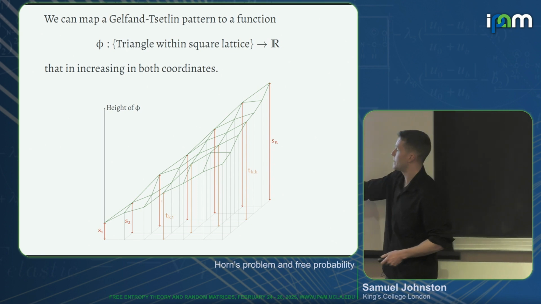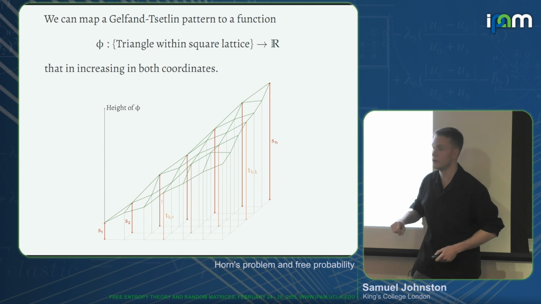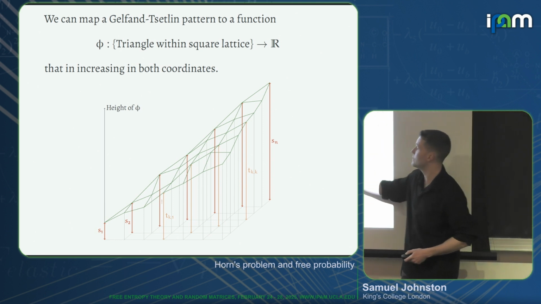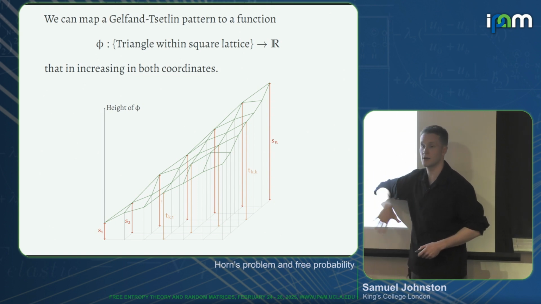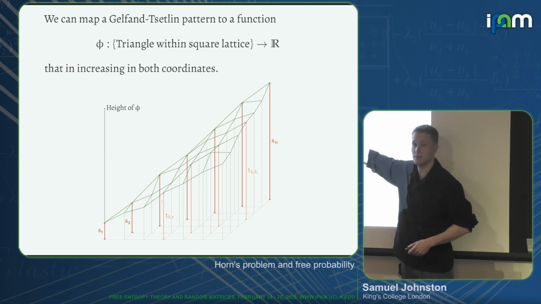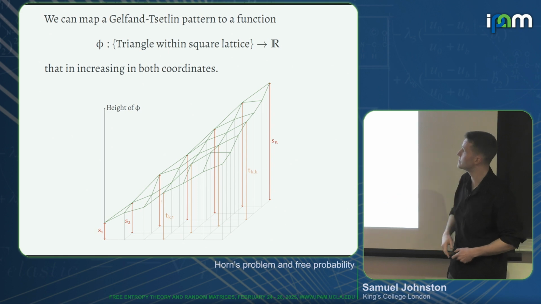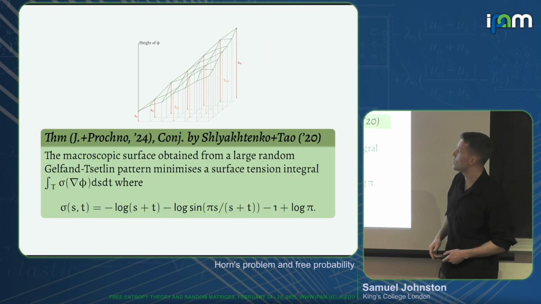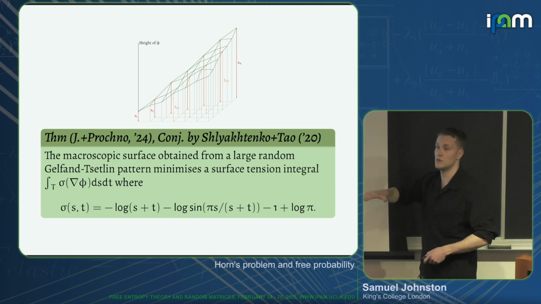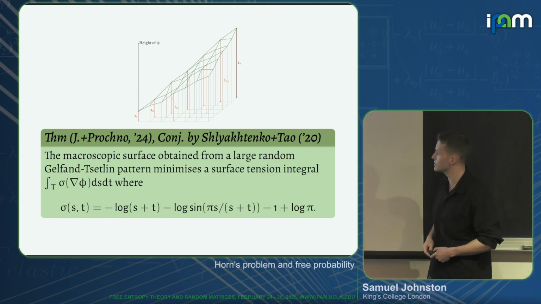You can unpack a Gelfand-Tsetlin pattern in terms of a surface that looks like this. A random Gelfand-Tsetlin pattern with a fixed bottom row creates a random surface with a fixed height along the diagonal. The interlacing constraint means that this surface is increasing in both coordinates. So this is literally a random surface chosen uniformly from the set of surfaces that are increasing in both coordinates. In recent work with Yosha, we proved that these surfaces macroscopically converge to a shape that minimizes a surface tension integral. In fact, we prove a sort of large deviation principle for such surfaces.